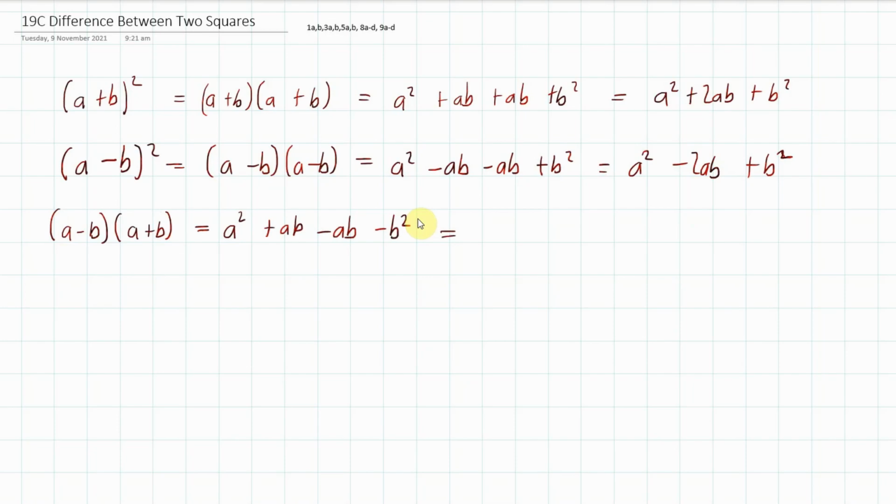Now, when we go to gather our like terms here, you'll notice that you've got a plus ab and a minus ab, and they will cancel each other out. So you're left with a squared minus b squared. And hopefully at this point you now can see why we call this the difference between two squares. We've got a squared, take away b squared. Now, a takeaway is a way of finding the difference between two items, and both of these items are squared, which is why we call it the difference between two squares.